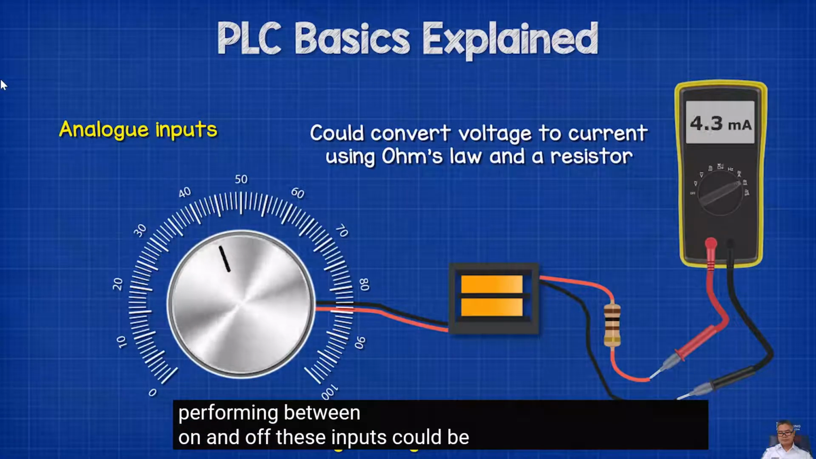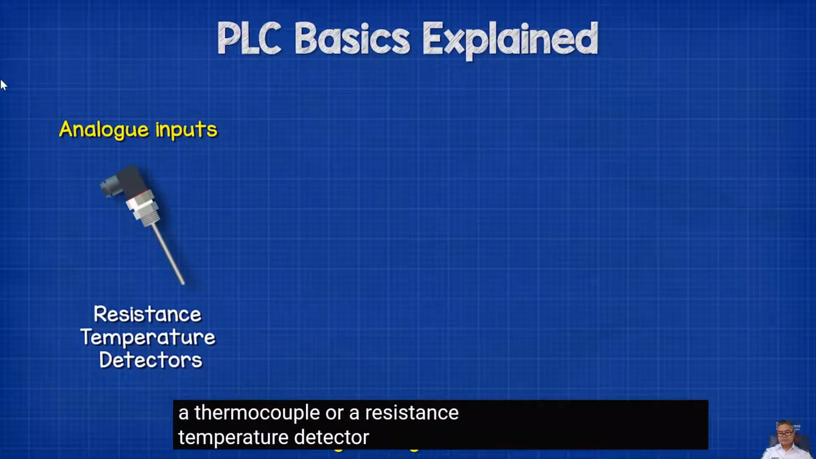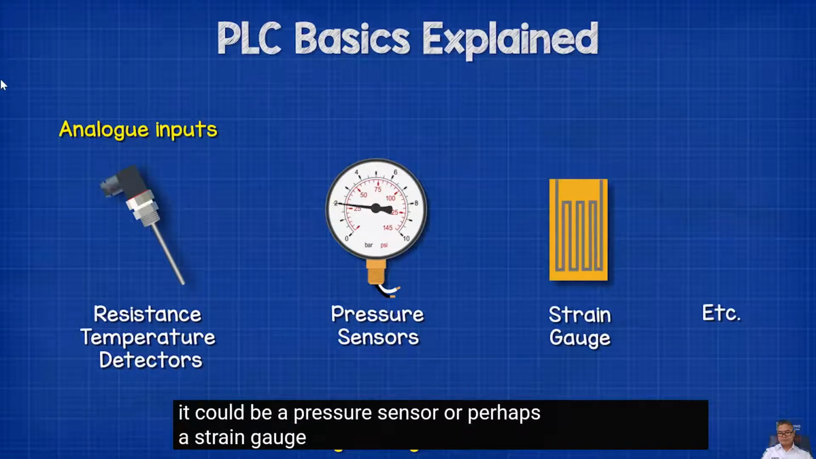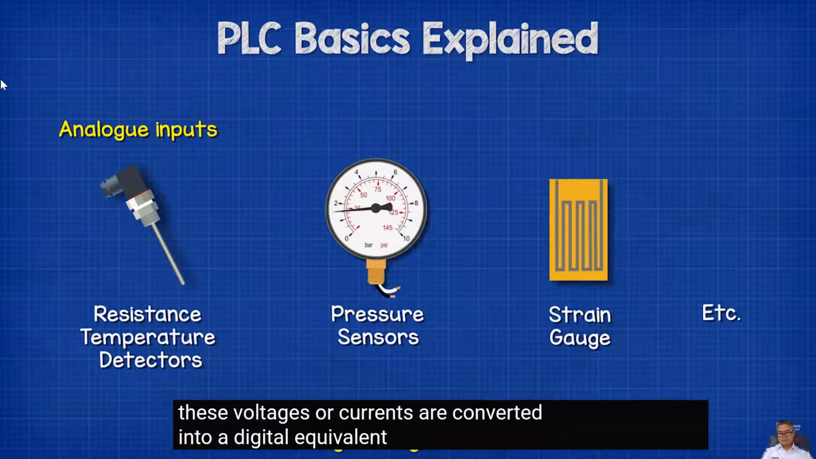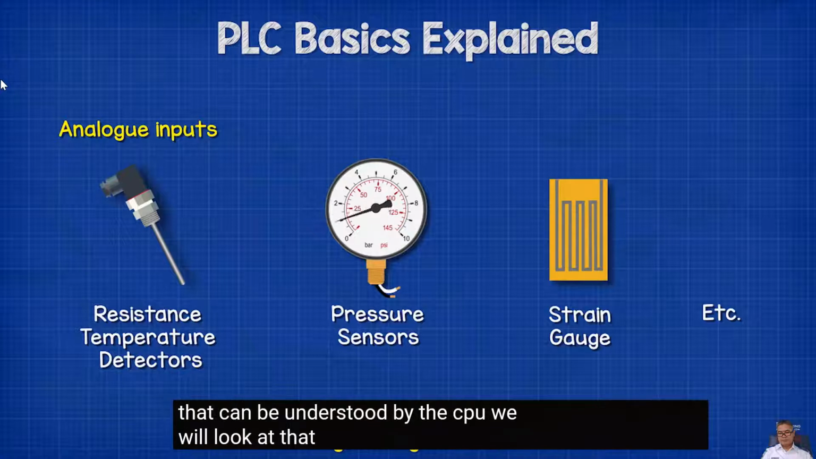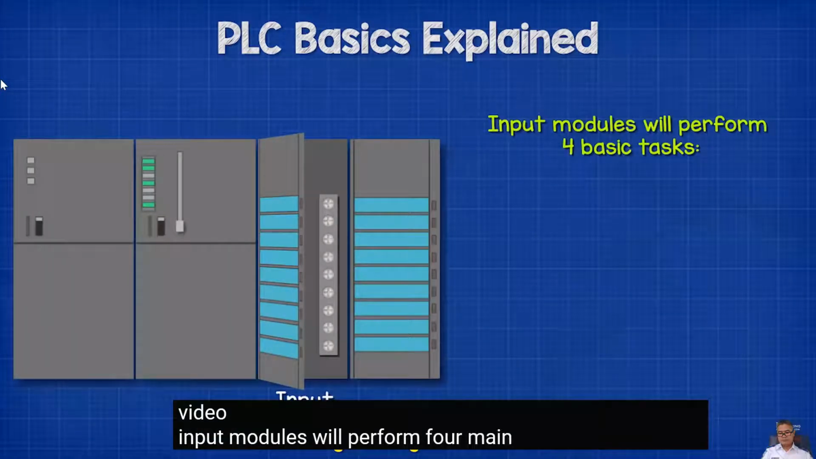These inputs could be, for example, a thermocouple or a resistance temperature detector. It could be a pressure sensor or perhaps a strain gauge. These voltages or currents are converted into a digital equivalent number that can be understood by the CPU. We will look at that a little later in this video. Input modules will perform 4 main tasks.